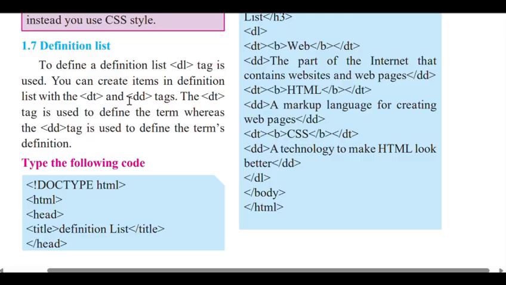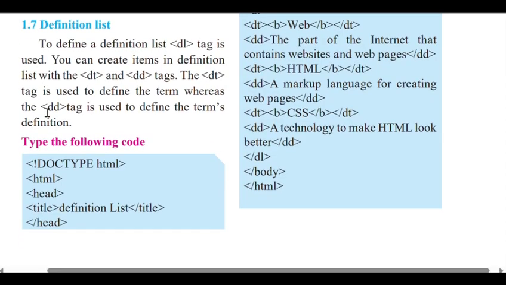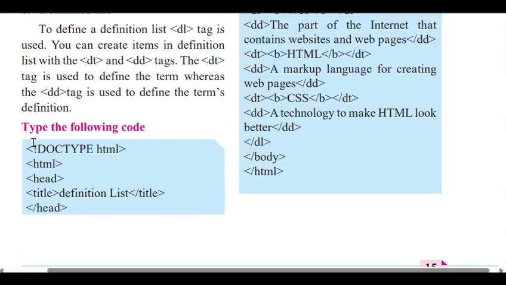Now we have another point, that is definition list. To define a definition list, the DL tag is used. DL stands for definition list. You can create items in a definition list with the DT and DD tags. The DT tag is used to define the term, whereas the DD tag is used to define the term's definition.